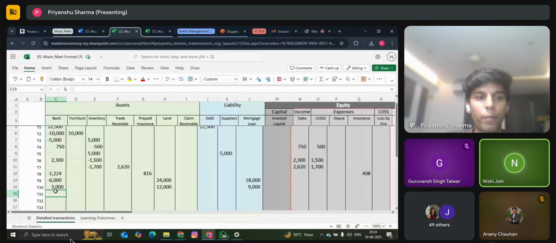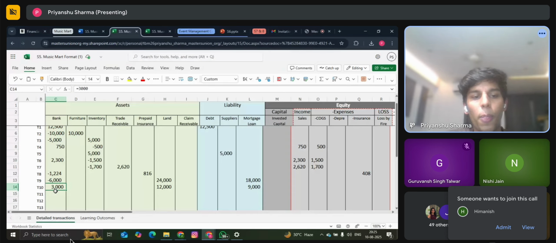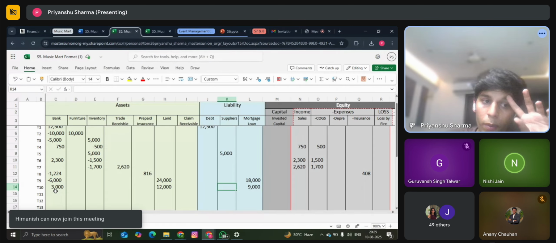Priyanshu, shouldn't we have written 24,000 and in the next entry minus 10,000? No. A balance sheet is basically your static account, which tells you today's standing. Yesterday I had land worth 24,000. Today I only have 12,000 worth because in the morning I sold 12,000. So it only gives you the current standing of the business, which tells you that you will have land worth only 12,000 in your hand. The 12,000 you'd already sold, so we adjust and show the final value only. Is that good? Yeah, works.